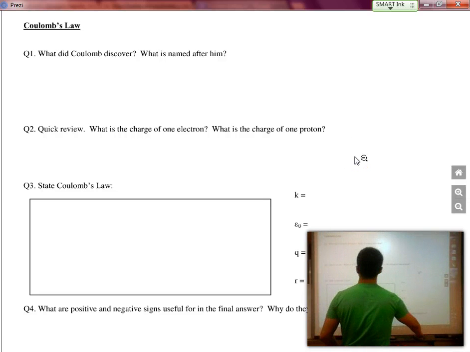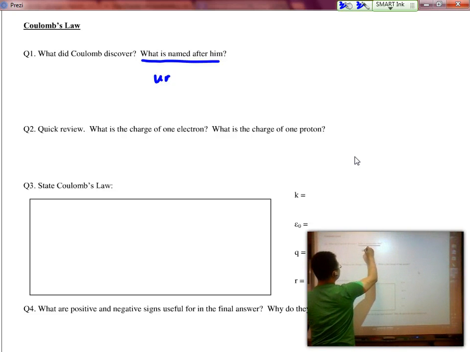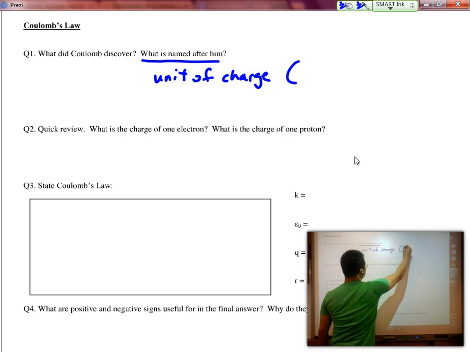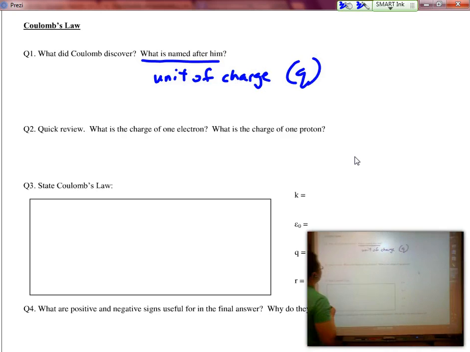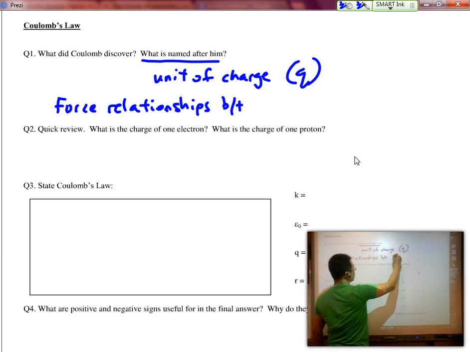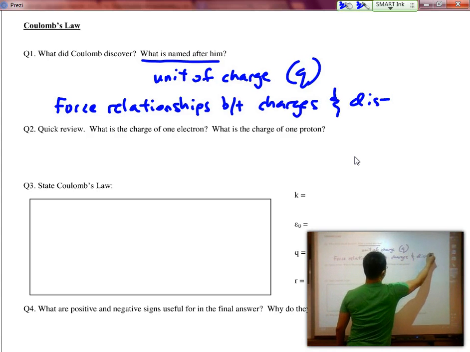So, for his work, the unit for charge is named after him. So Q is named after him. But ultimately, he discovered the force relationships between charges and distance.